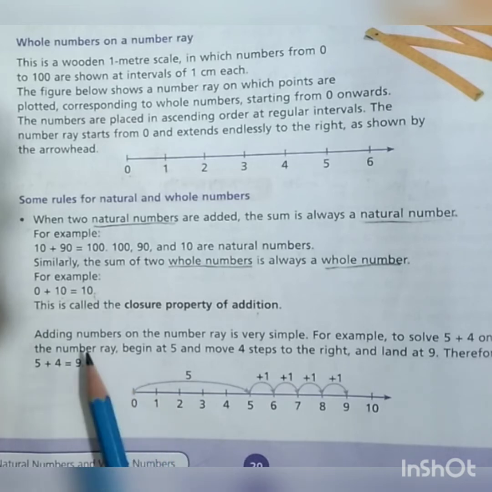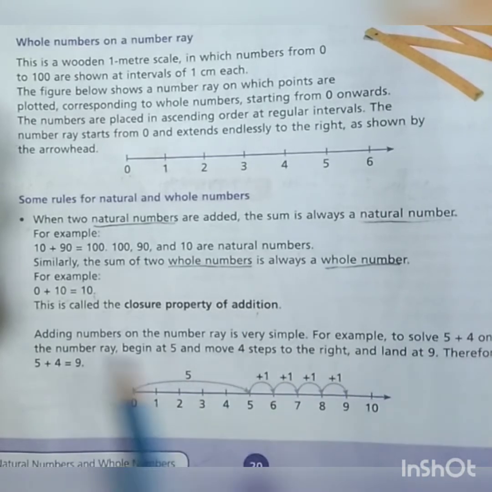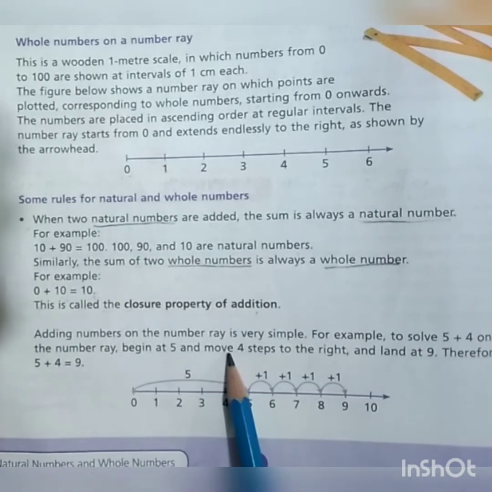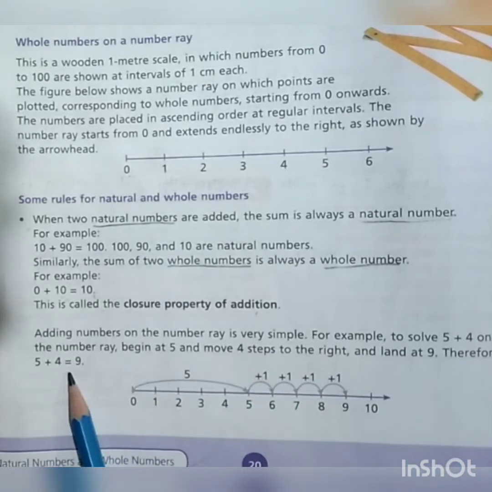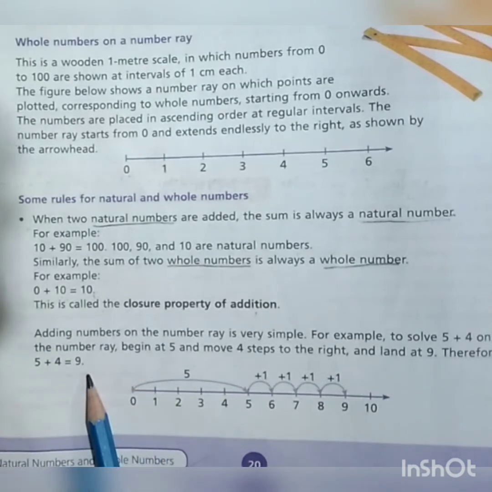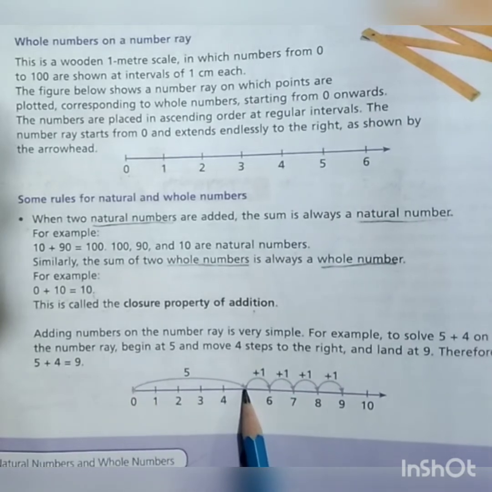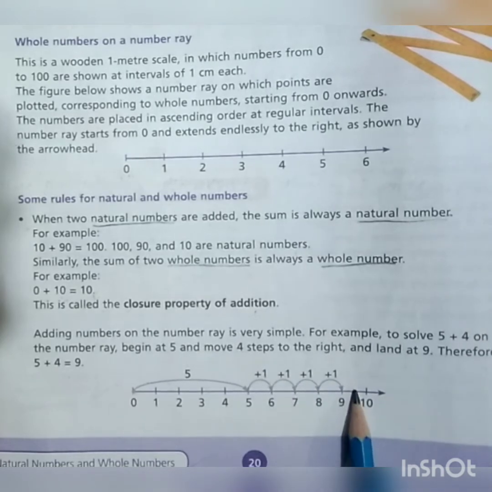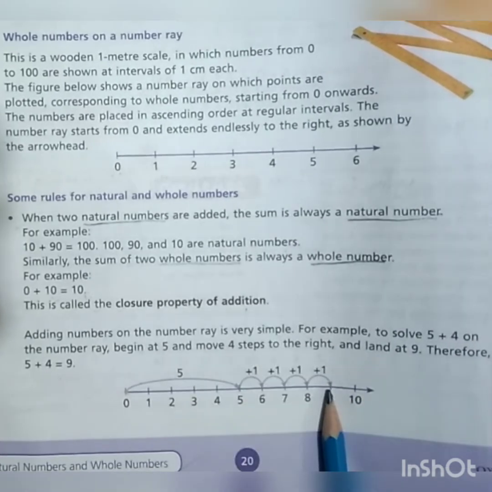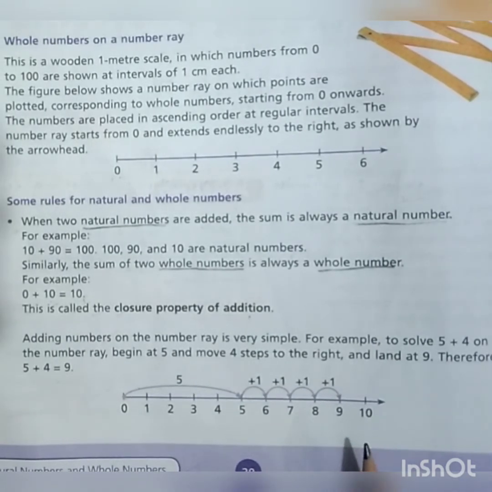Now let's see how to add numbers on a number line. Adding numbers on the number line is very simple. For example, to solve 5 plus 4 on the number line, begin at 5 and move 4 steps to the right and land at 9. Therefore, 5 plus 4 is equal to 9. By solving 5 plus 4, first move to the digit 5 and then add plus 1, plus 1, plus 1 and plus 1, four times. So 5 plus 4 is equal to 9. We can use the number line to solve these sums.